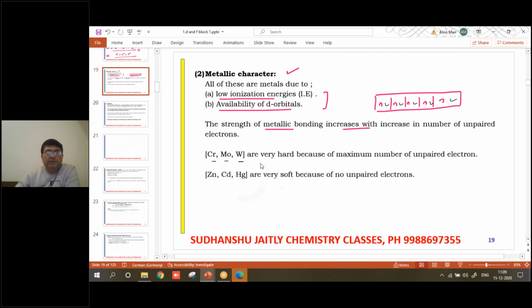Chromium, molybdenum and tungsten are very hard because of the maximum number of unpaired electrons, d5. Zinc, cadmium, mercury are very, very soft because of no unpaired electrons.